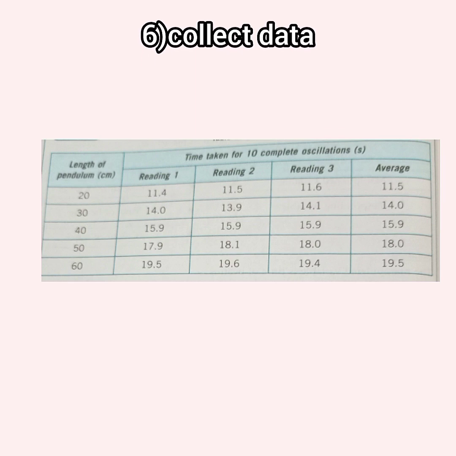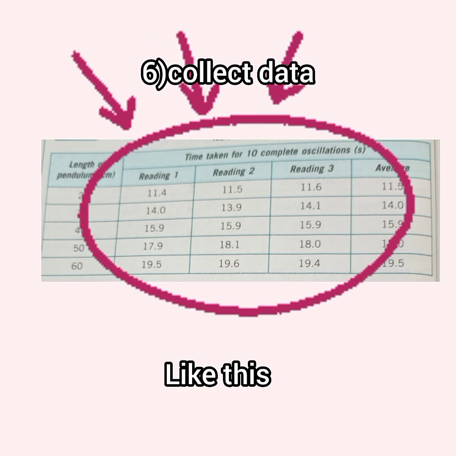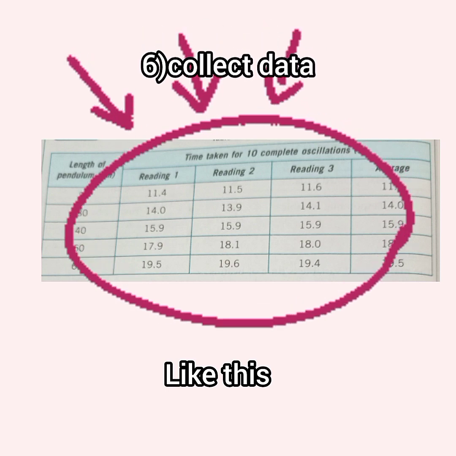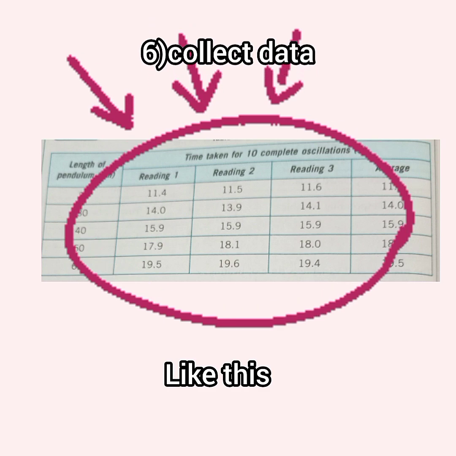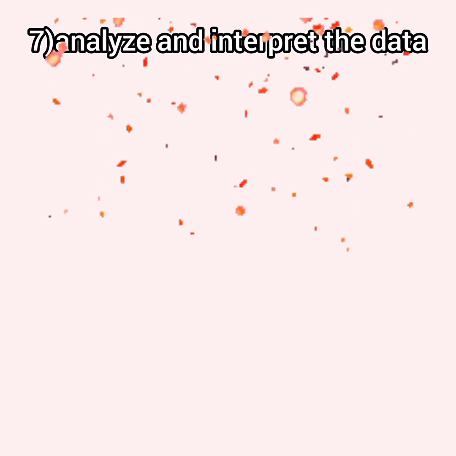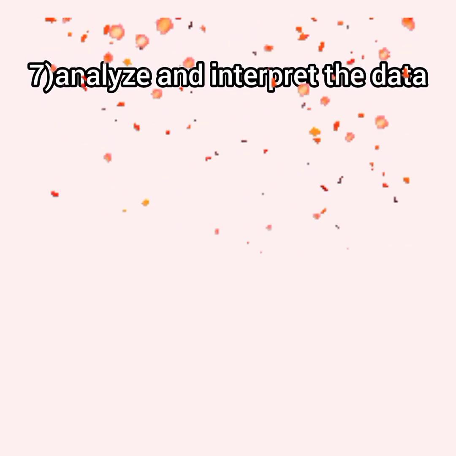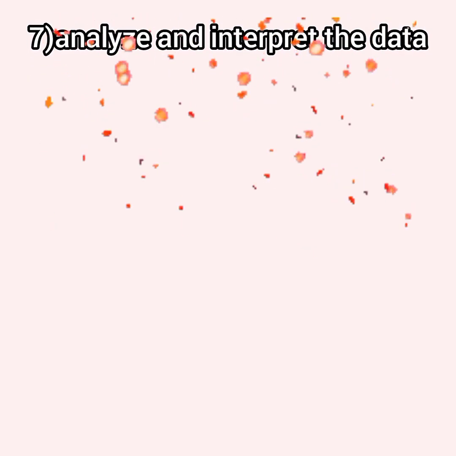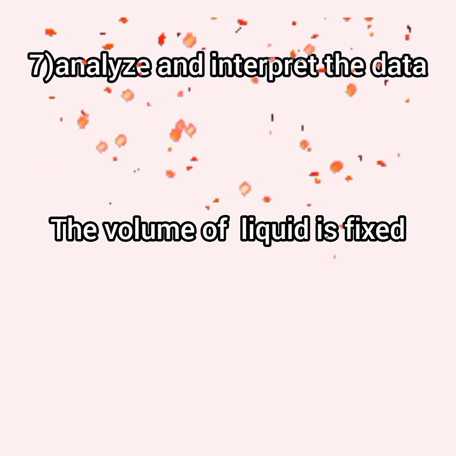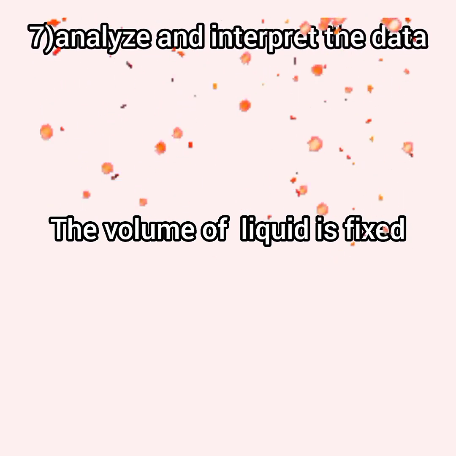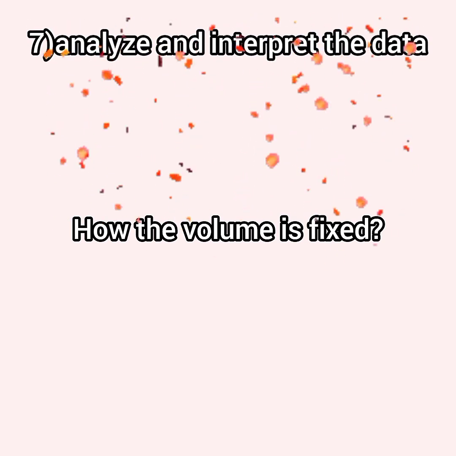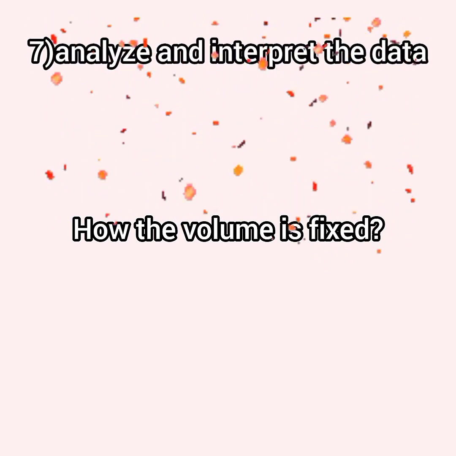Well, after that, we need to collect data. Well, the data format when collecting is kind of like this. You may see it after the experiment and you need to collect the data. Next, we have to analyze and interpret the data. Well, we need to know about the data and understand all of it. For example, the volume of liquid is fixed, just now our hypothesis, and we need to know how the volume is fixed. How? So this is analyzing and interpreting the data.